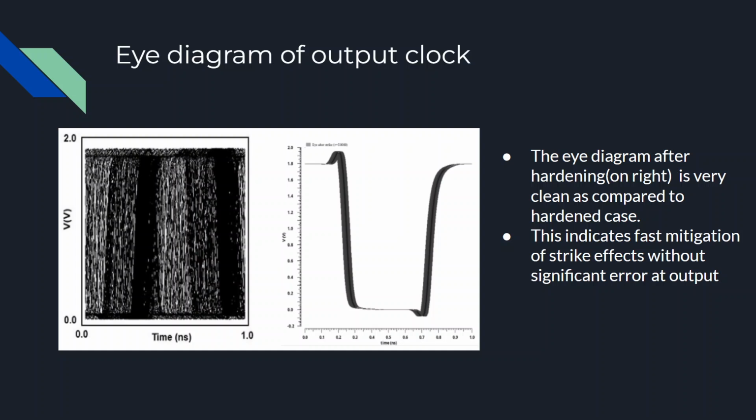This is the eye diagram obtained at the output clock or the PLL output when a strike event occurs. As can be seen in the first case, the eye diagram is very unclean due to very slow settling times, while in case of the radiation hardened charge pump, the settling is fast and the eye diagram is a lot cleaner.